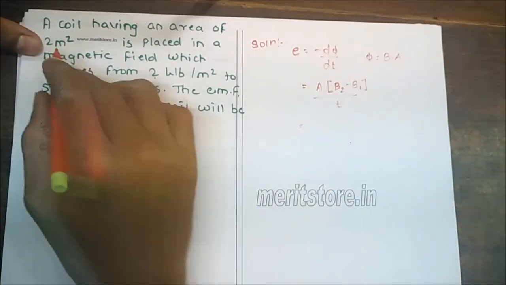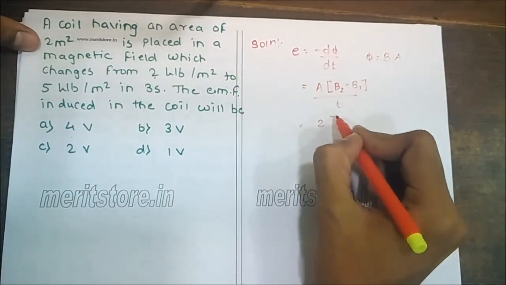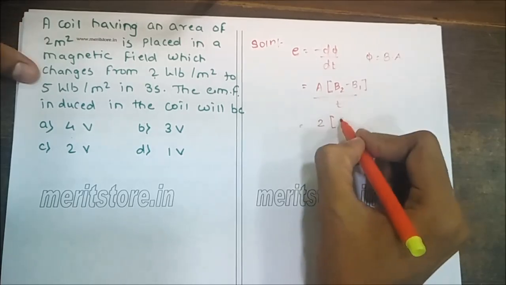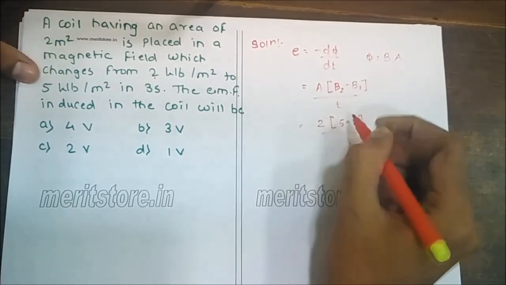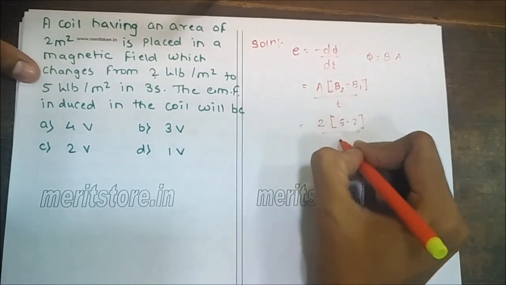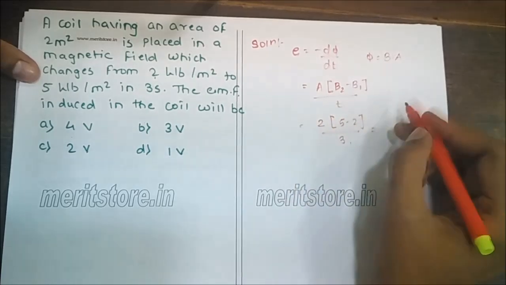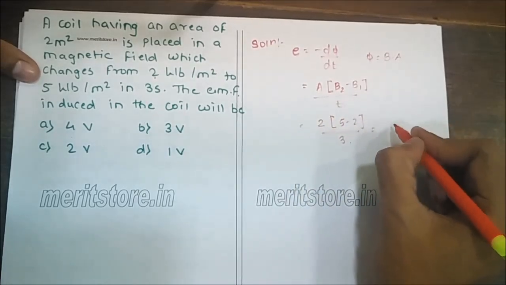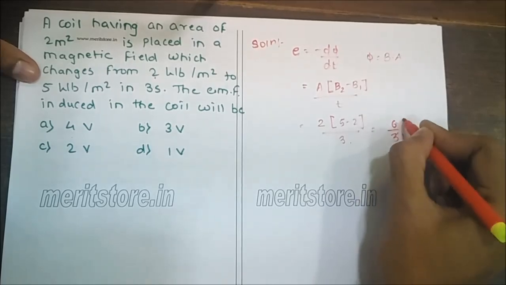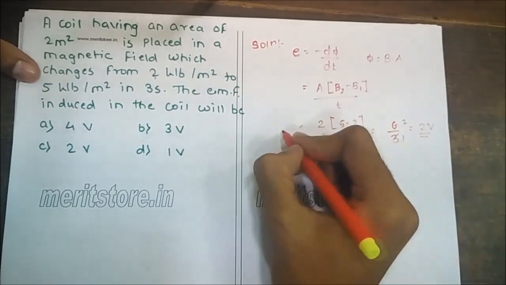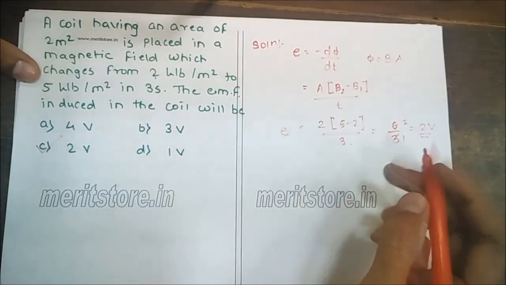Now we put the values. Area is given as 2 meter square, multiplied by 5 minus 2 upon the time t, that is 3 seconds. So 5 minus 2 is 3, 3 times 2 is 6, and 6 upon 3 will be 2. So 2 volts of EMF is induced. So C is the correct option.